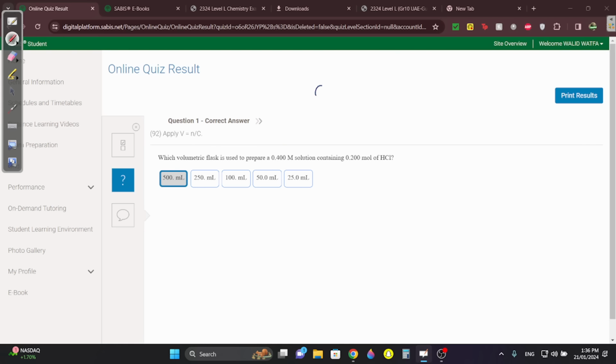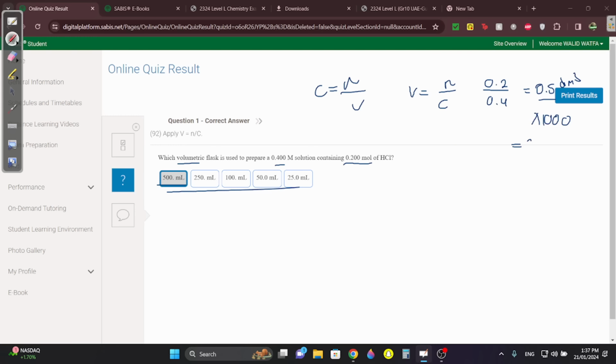What volumetric flask? Okay, C. You guys remember C equals n over V. They want the volume, so you do volume equals n divided by C. The moles is 0.2 and the concentration is 0.4, so 0.2 divided by 0.4, you get 0.5, but the volume that you get will be in dm cube. They want it in milliliters, so you multiply by 1000, and you'll get 500 milliliters.